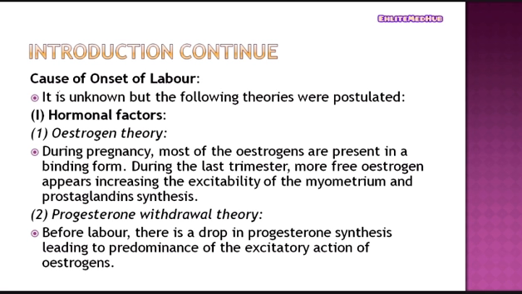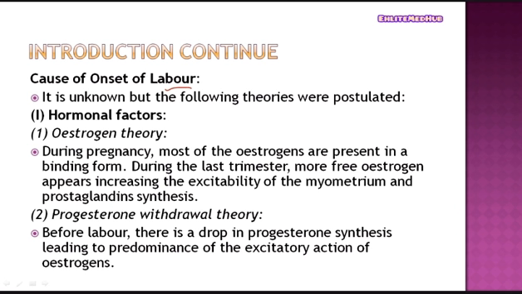So we are now looking at the cause of onset of labor. It is unknown, but the following theories were postulated. First is hormonal factors. Let's begin with the estrogen theory. During pregnancy, most of the estrogens are present in a binding form. During the last trimester, more free estrogen appears, increasing the excitability of the myometrium and prostaglandin synthesis.